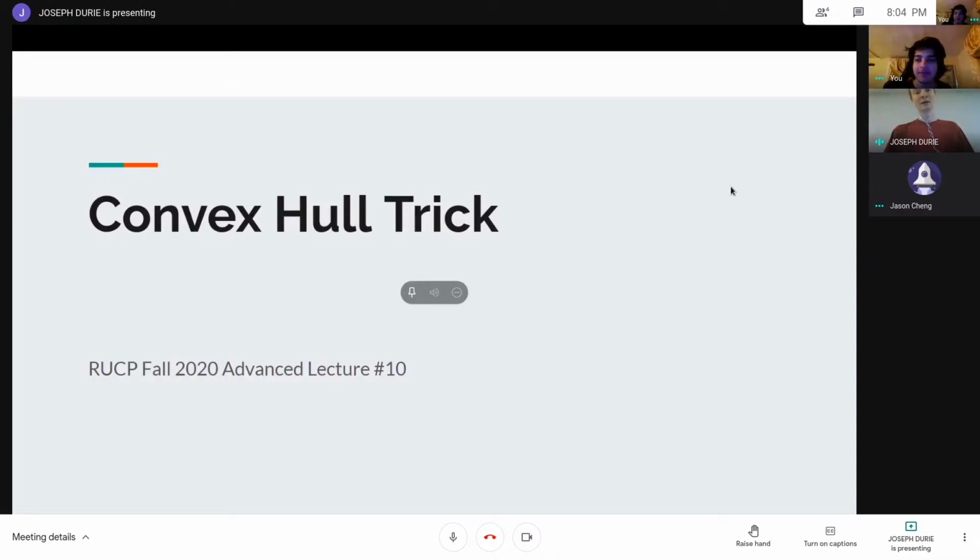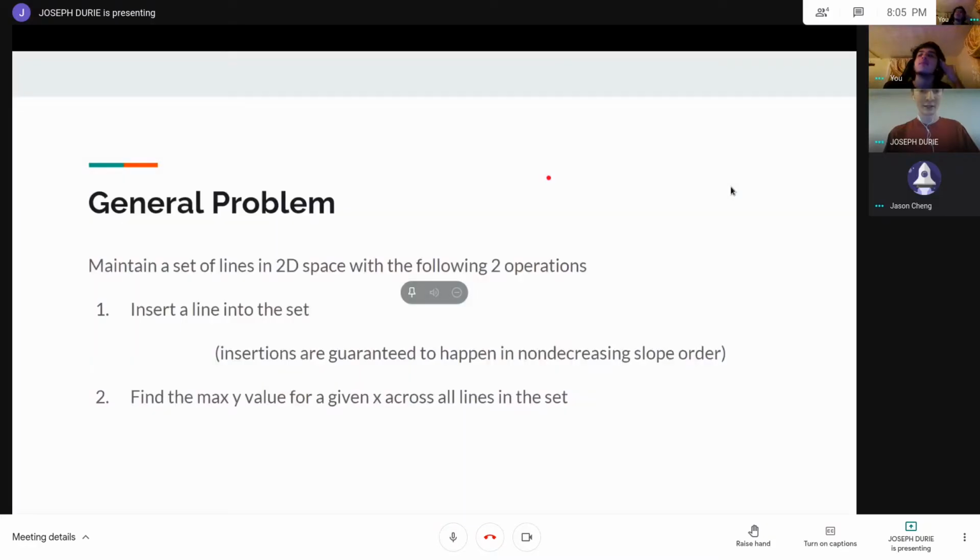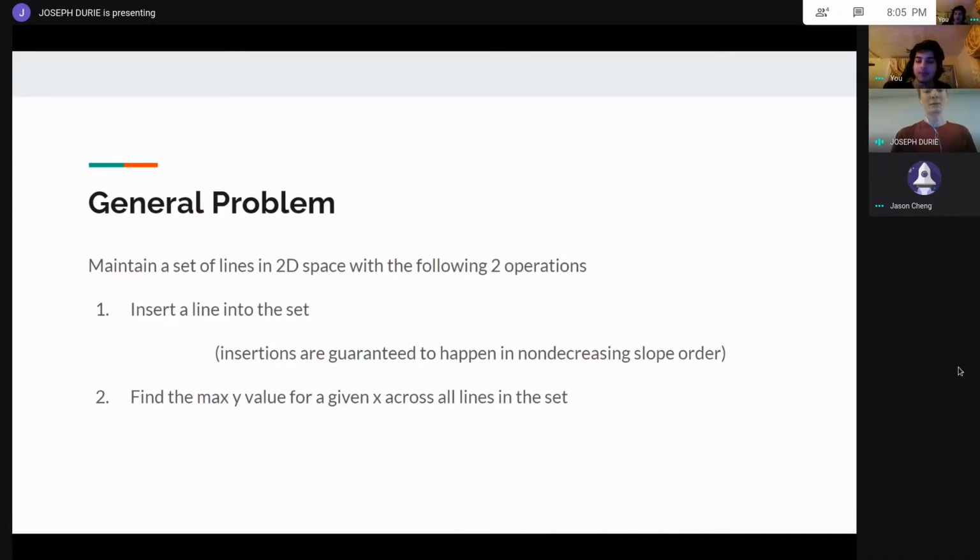Today we're going to be talking about convex hull trick. Basically the idea behind convex hull trick is we want to maintain a set of lines in 2D space where we have the following two operations. One is we want to be able to insert a line into the set. And for today we're going to be assuming that we insert the lines in non-decreasing slope order. So basically you have them in sorted slope order. You can have duplicate slopes, but you can't ever have them decreasing essentially.